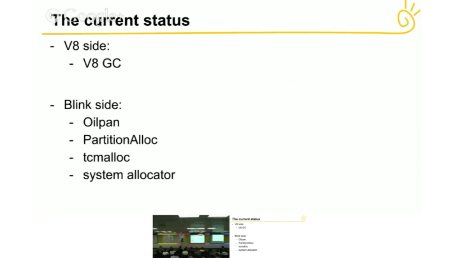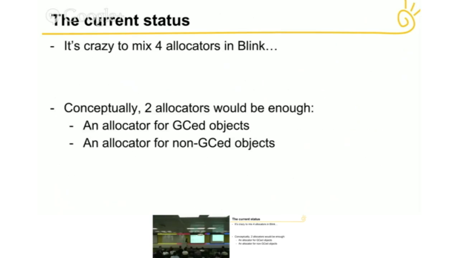Before taking a look at the details, let's understand the current status around the Blink allocators. Currently, on the V8 side, we have V8 garbage collection. And on the Blink side, we have Oilpan, PartitionAlloc, TCMalloc, and the system allocator. As you can see, it's crazy to mix 4 allocators in Blink. Conceptually, 2 allocators would be enough: one allocator for GC'd objects, and the other for non-garbage collected objects.